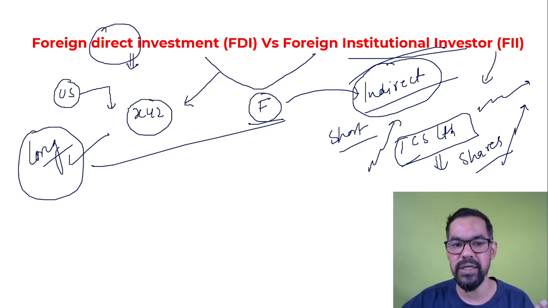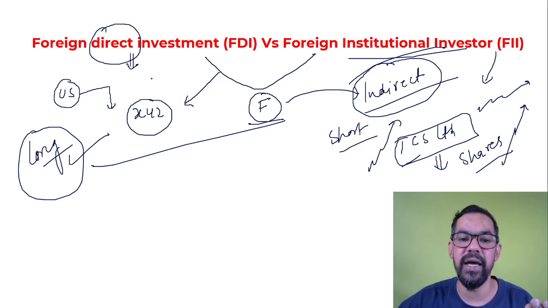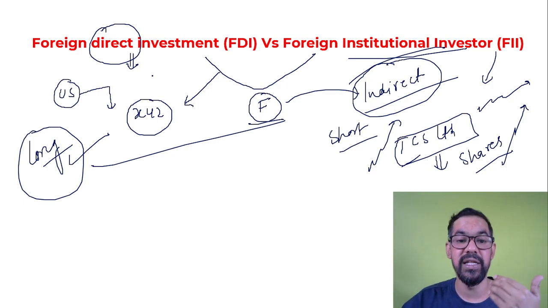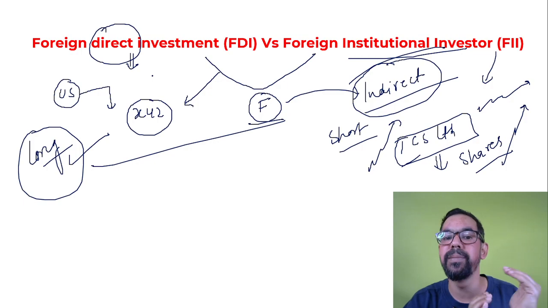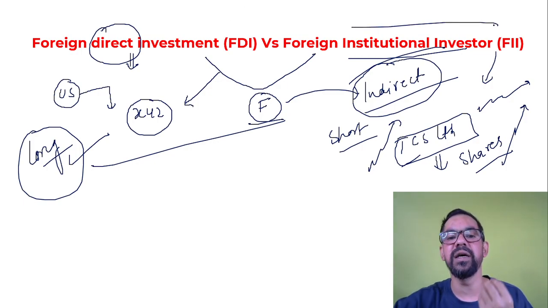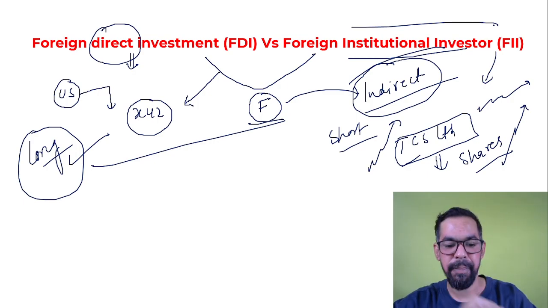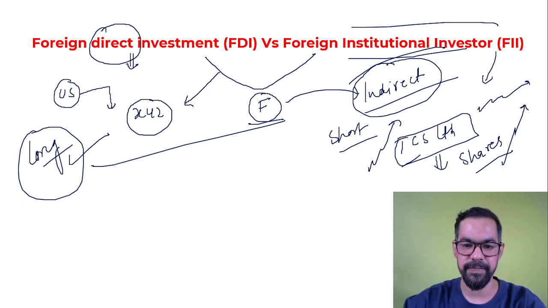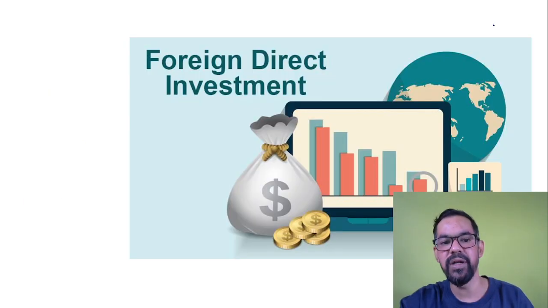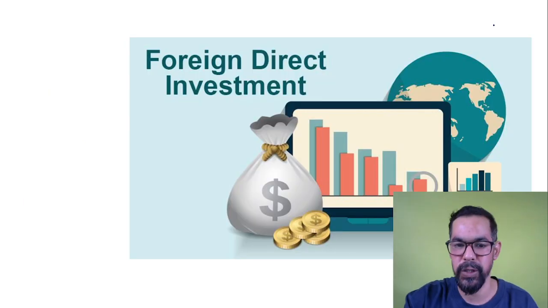Apart from this, in case of FDI, along with capital, they invest their management style and their technologies, so they are generally part of this. But in case of FIIs, it is investment only. Okay, so I hope guys, you got an idea about the basic difference between foreign direct investment and foreign institutional investment. Now we'll deep dive into these particular concepts.